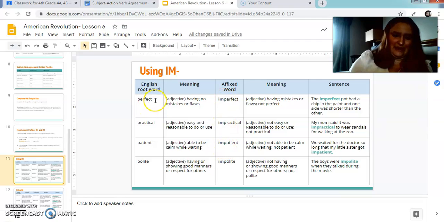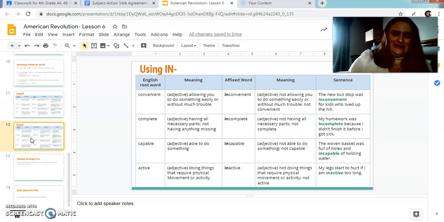These are examples of root words that have either im or in affixed to them to change their meaning. So example, perfect. So perfect means having no mistakes or flaws. If we want to say that something is not perfect or it has mistakes or flaws, we would change it to imperfect, because remember it begins with a P, so we're going to put im on it. Make sure you go through each of these to read the definition: perfect, practical, patient, polite.